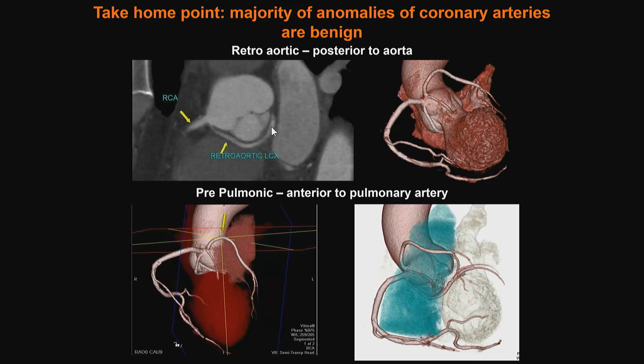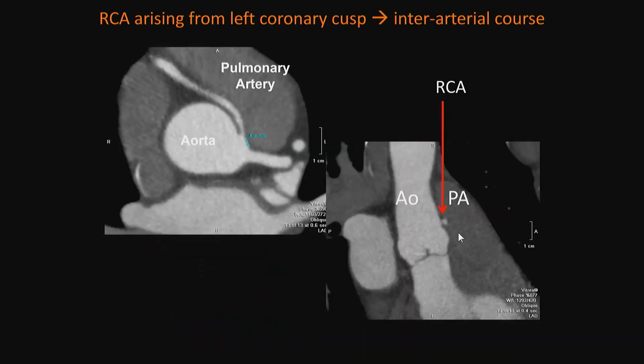There may be a higher risk of having atherosclerosis in some of these vessels because of the tortuous course. On the other hand, another benign variant is patients that have a prepulmonic artery, such as a prepulmonic LAD, where the vessel now courses anterior to the pulmonary artery. So this is again not prone to any compression.